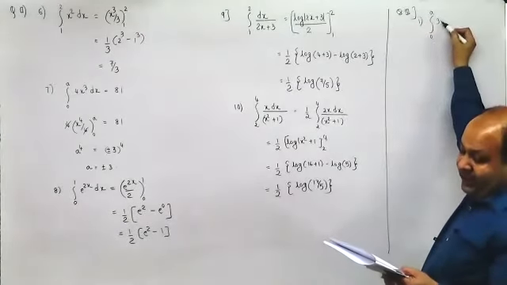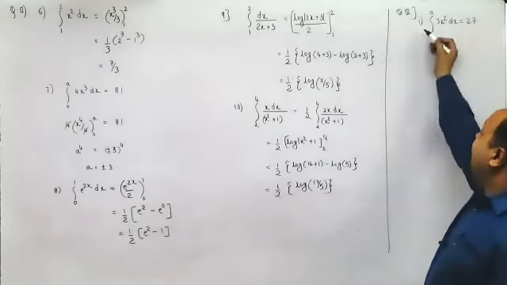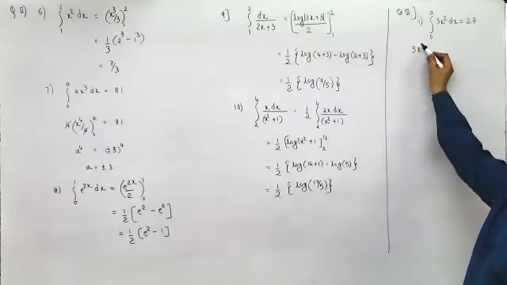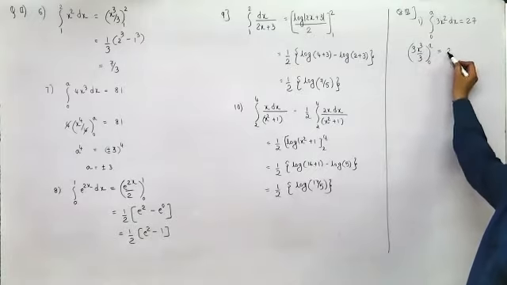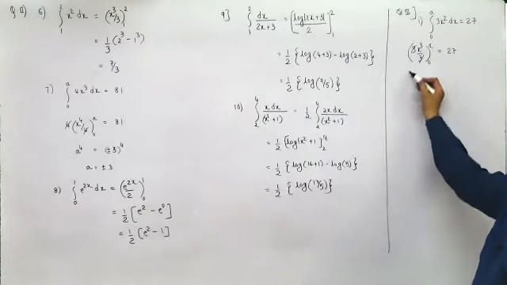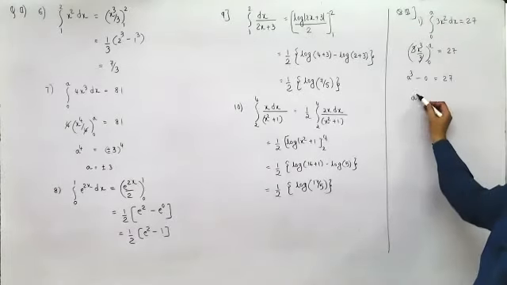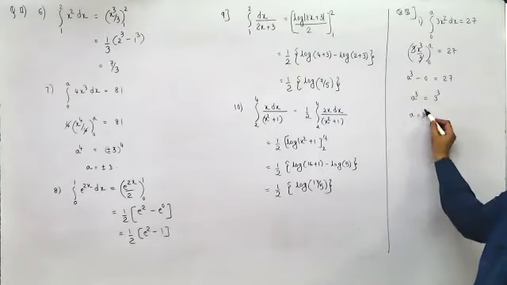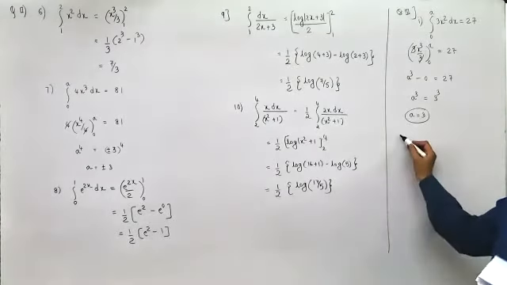Integral from zero to a of 3x squared dx is equal to 27. Now take 3 out. Integration of x raised to n is x raised to n plus 1 upon n plus 1, between 0 and a. It is equal to 27. This and this get cancelled. First you substitute the upper limit, then the lower limit. a cube is 27, a cube is 3 cube, so a is 3. It is not 2.5.